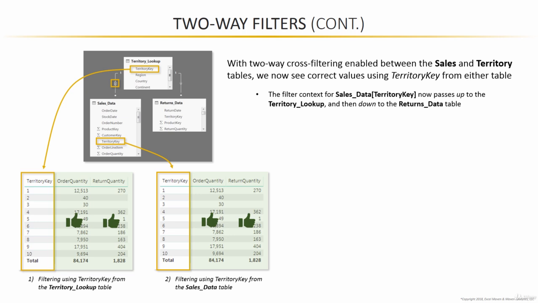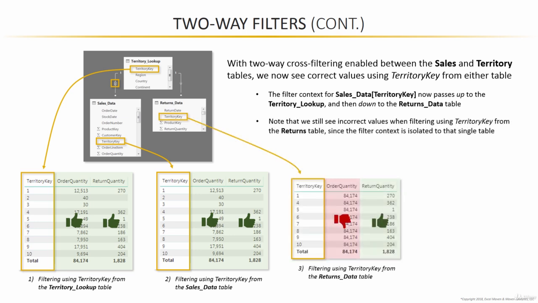What's new now is that pulling in the territory key from the sales data will not only return proper order quantities as you'd expect, but that filter context is now able to travel up to the territory lookup, which then filters territories based on which ones generated sales, and then that filter context in turn passes down to the returns data table, which filters accordingly as well. So we've essentially created a way to transmit filter context from within the sales data table all the way to the returns data through the territory lookup.